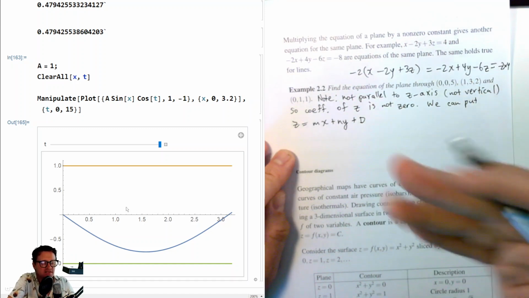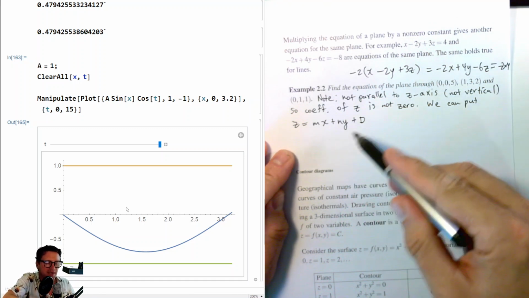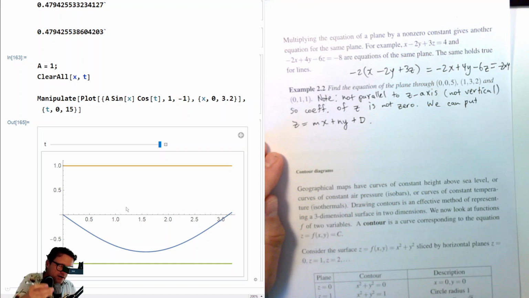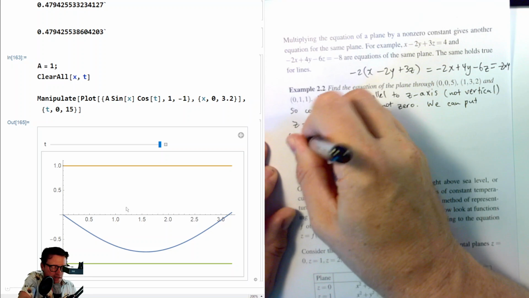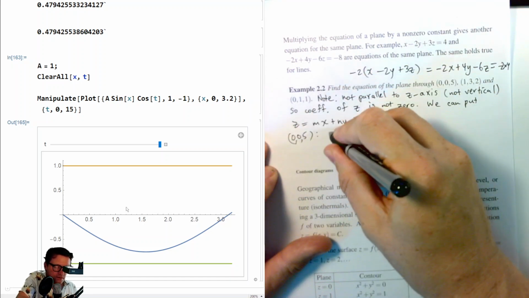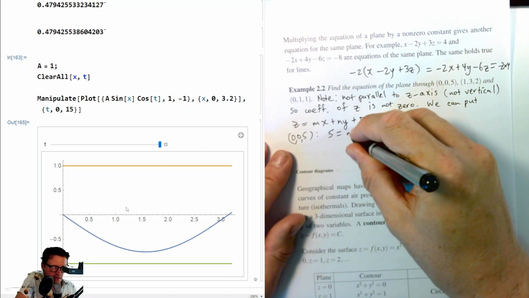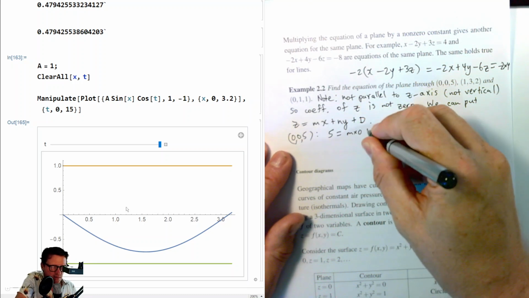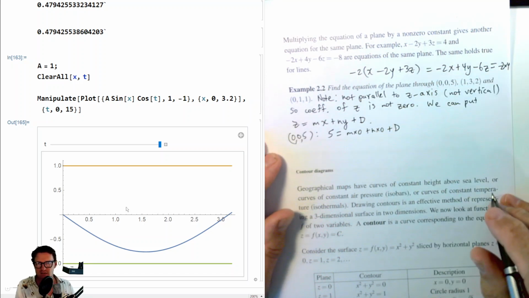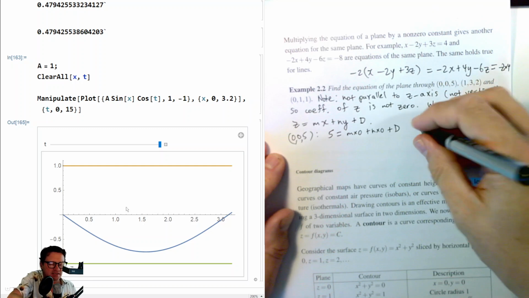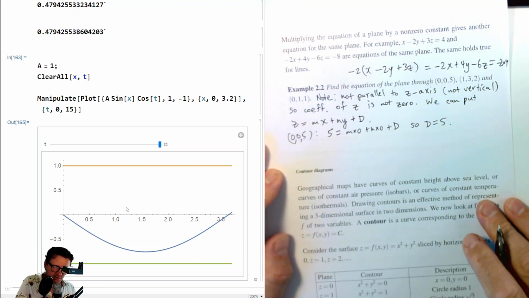So it looks like this. Now, our job is to use these 3 points to find m, n, and d. All right, so let's get started with that. So the point 0, 0, 5 gives us z is 5. So we have m times 0 plus n times 0 plus d. Okay, so clearly that says that d is equal to 5. So d equals 5.